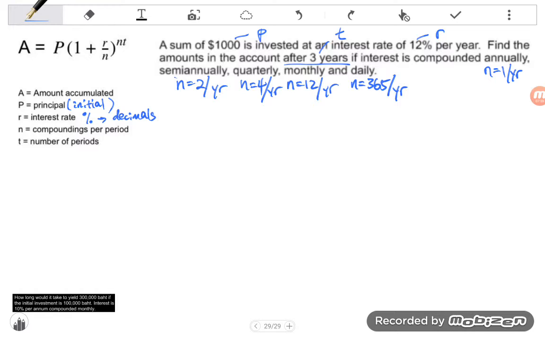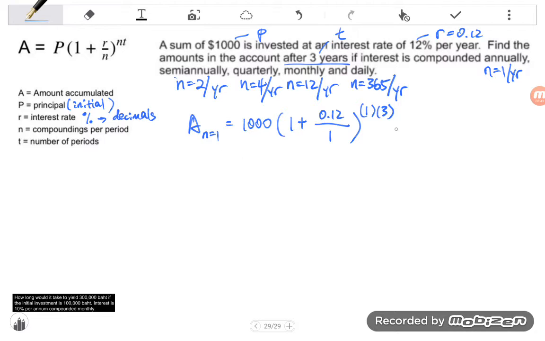So let's find how much money we have after 3 years. Let's start with the annually. So my A with annually, this is N equals 1, I'll get interest once a year. My P is 1,000, 1 plus, now what's my R? My R is 12%. If you convert that to decimals, that will become 0.12. And my N in this case is 1, because I only get the interest once a year. I also have a 1 here, and my T is after 3 years.